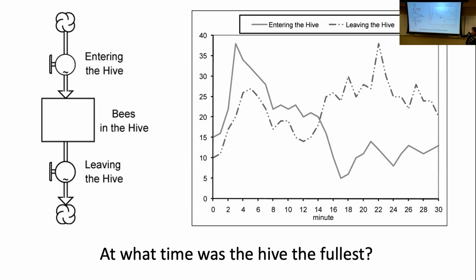Think of the solid line as inflow and the dot-dash line as outflow. If I look at this period here, can anybody give me a guess as to when it's the fullest? Do you have a guess? Why do you say 15? Okay, so the suggestion is maybe it's 15 because that's when they cross. Why do you think them crossing is an important event?